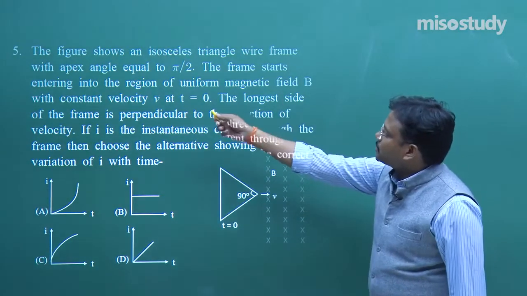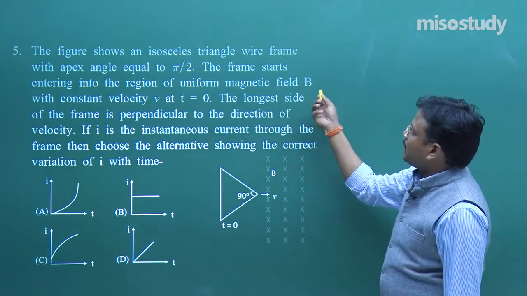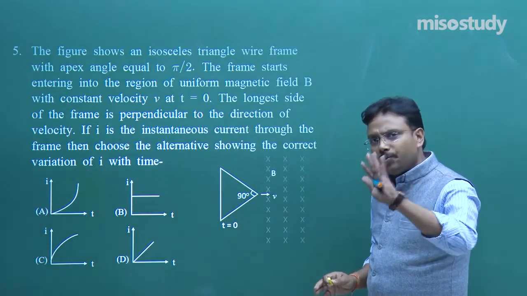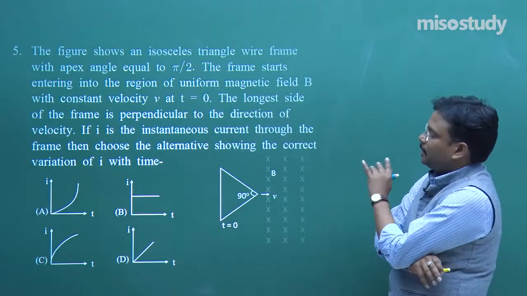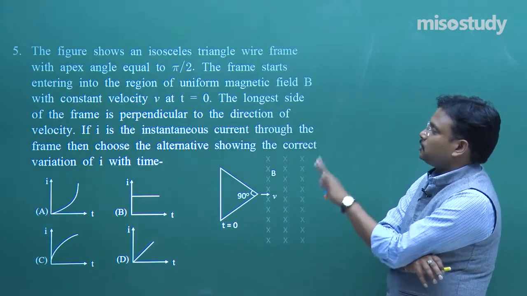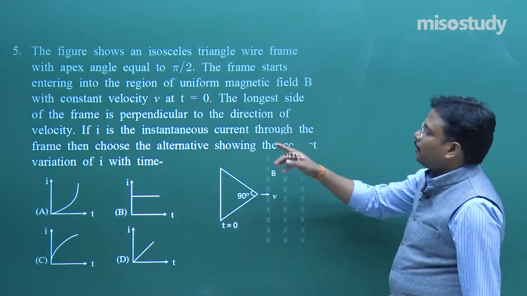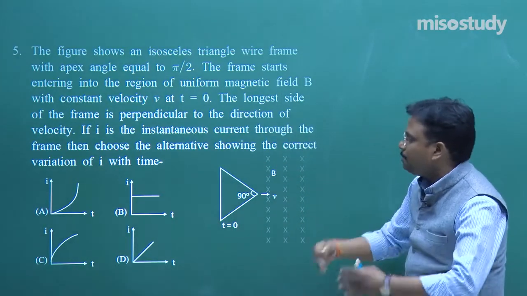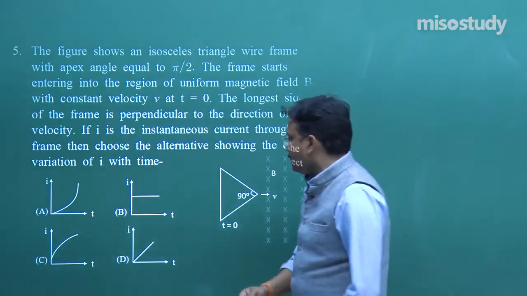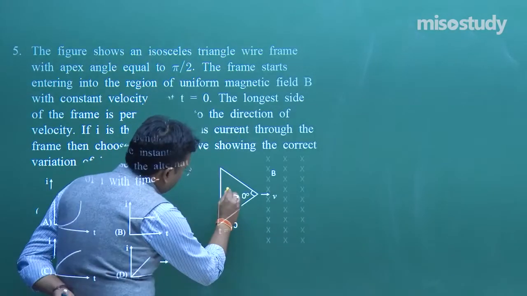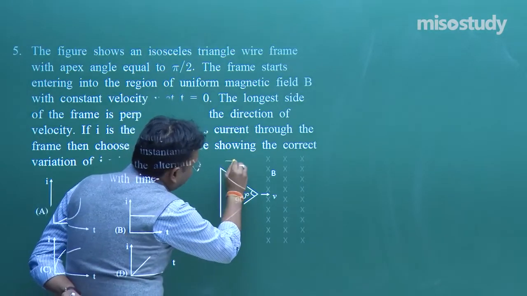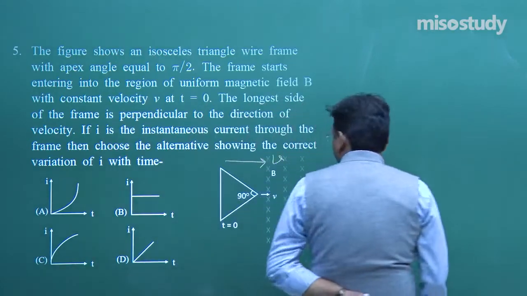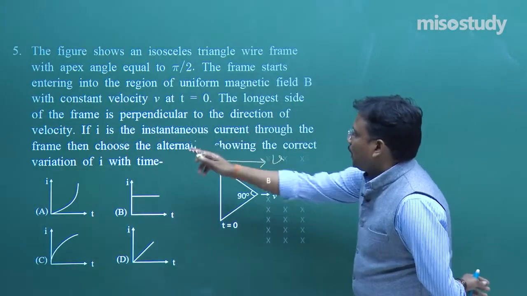So that's why you can say the problem is based upon change in area. Okay. The frame starts entering into the region of uniform magnetic field B with constant velocity V at time t equal to 0. Means when we started observing this experiment, at that point of time we start our stopwatch. The longest side of the frame is perpendicular to the direction of the velocity. Now they make this problem simpler. Why? Just take a look. This longer arm is moving like this, perpendicular to the direction of the velocity.